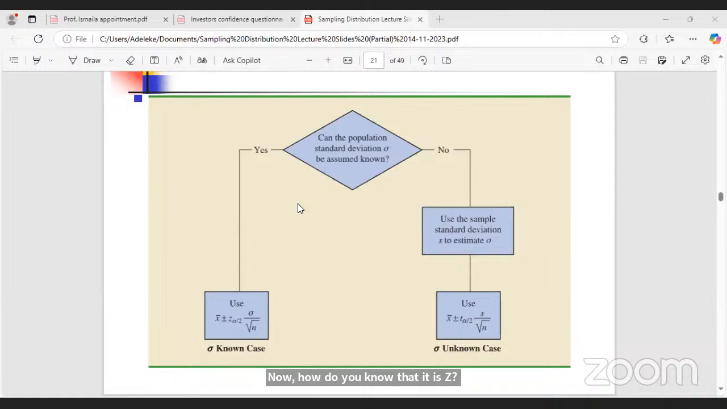Z alpha over 2 times sigma over root n. Can you see it? X bar plus or minus Z alpha over 2 times sigma over root n.